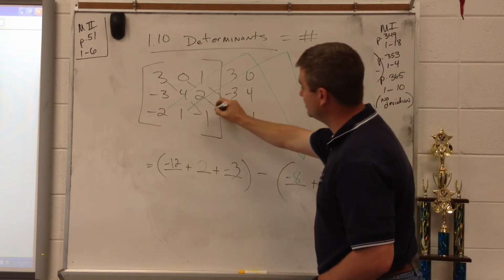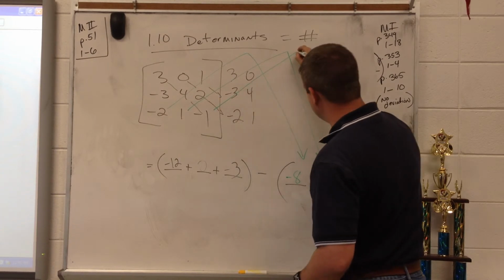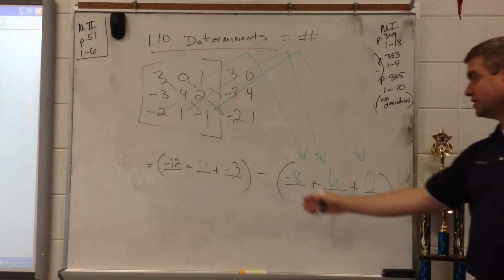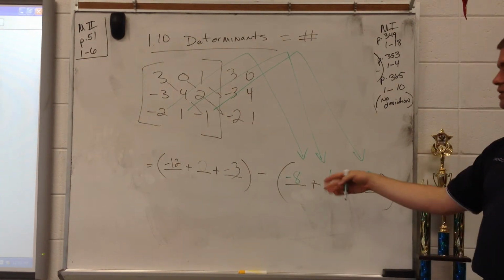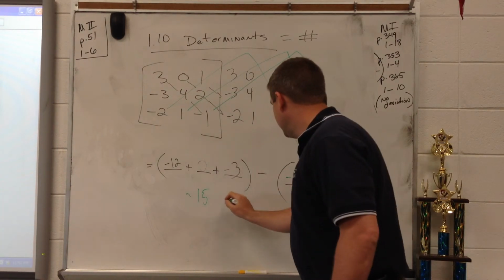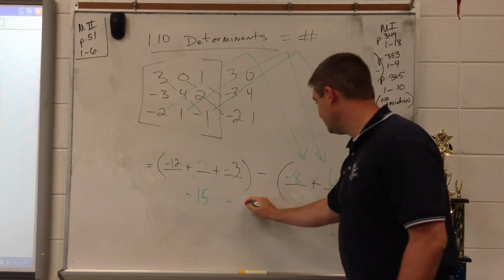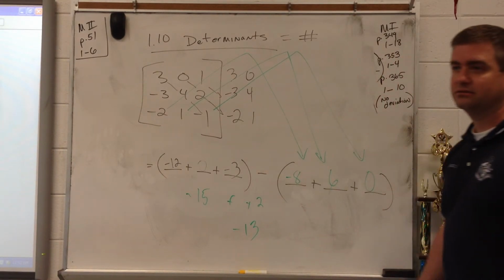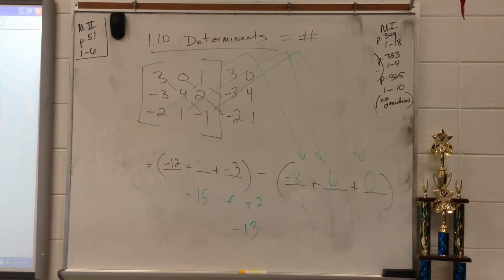Then what's the last one? Negative 1 times negative 3 times 0, and what does that give? 0. Then you simply add those up, and then subtract. Here I get negative 15, minus, here I get negative 2. Keep it, change it, flip it. The answer is negative 13. Negative 13. Questions?